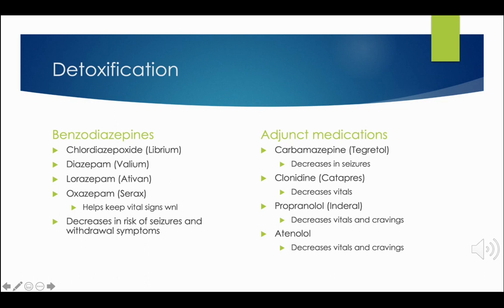We also may need other adjunct medication, and those are listed to the right. So carbamazepine or Tegretol decreases seizures, clonidine decreases vitals, propranolol decreases vitals and cravings, and atenolol can also decrease vitals and cravings. Again, implement seizure precautions, monitor those vital signs, and check the heart rate prior to administering propranolol. Hold it if it's less than 60 beats per minute.